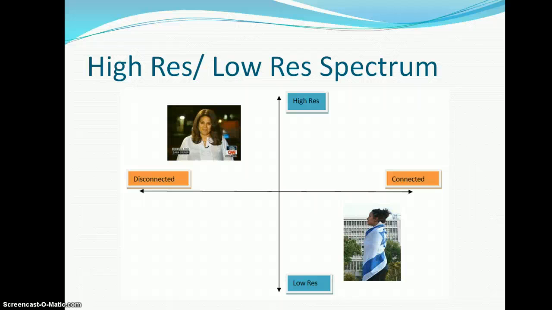And I'm going to take the liberty of saying that many of our students, if not the majority of them, are in the low-res connected spectrum. And the real question is, how do we move them from low-res up to high-res? So I would suggest that as Jewish educators, we need to first identify what quadrant our students currently occupy and what bodies, whether it be school, parents, or peers, have brought them to where they are today.